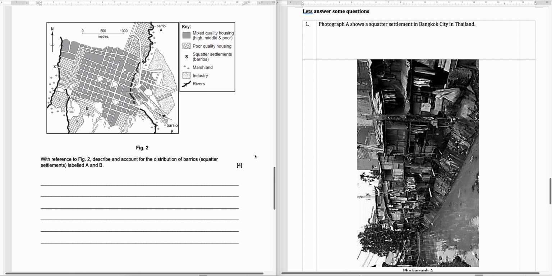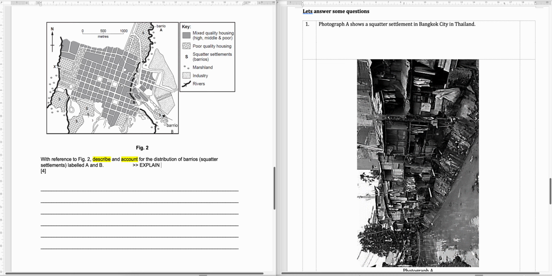And then lastly, question 5. Since it's the last question, it is a bit tougher. You're given figure 2. You're asked to describe and account. What does account mean? Account means you must explain, give reasons, and give me the steps. So they ask you to describe and account for the distribution, where it is located, of barrios. So we look at the map. They have mixed quality housing here. They have poor quality housing in the hex. These are all the barrios. And they want to look at barrio A and barrio B. Why are they located here? They are next to marshlands. The black color is river, and then you have industries.